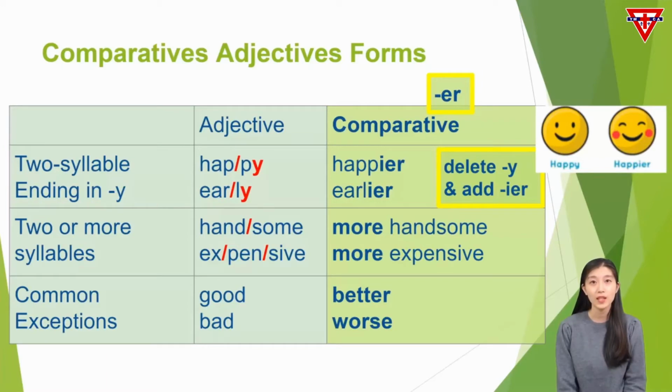The two common exceptions in English are good and bad. They're both adjectives. With good, the comparative is better. The comparative for bad is worse. We would never say more good, and we do not say gooder as well. So remember that the comparatives for good and bad are better and worse.